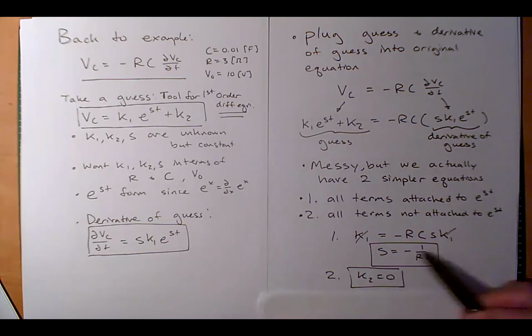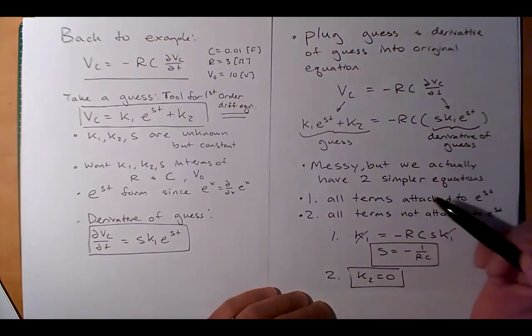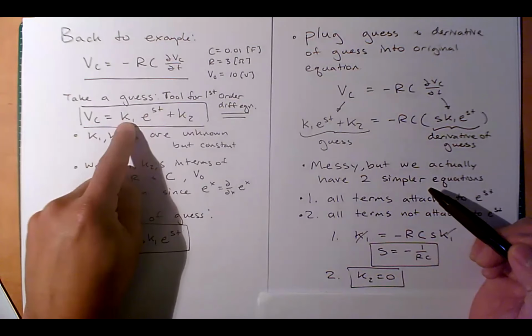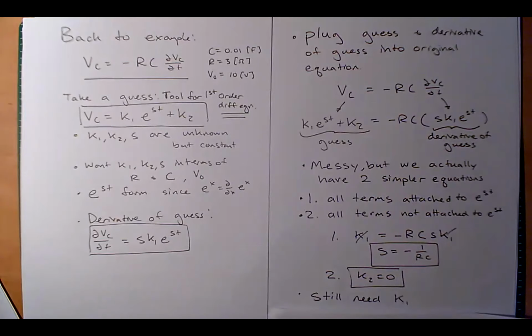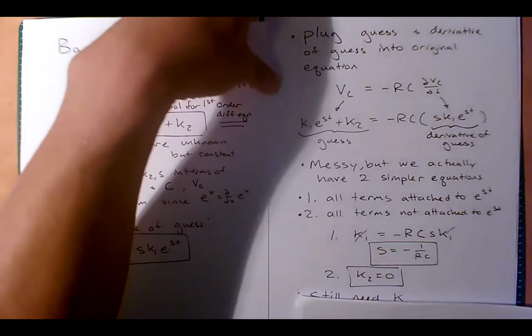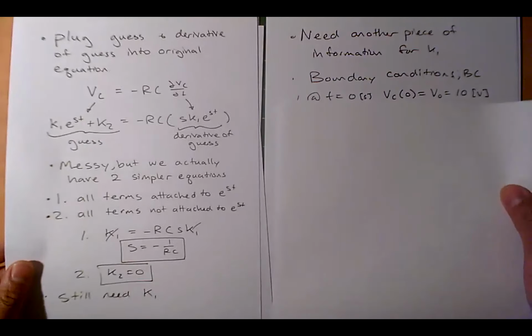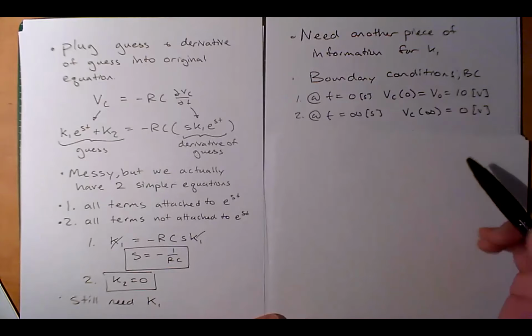All right, so I've solved for 2 of the 3 unknowns in this general form. Okay, so I know this is minus 1 over RC. I know this is 0. And so the question is, what is this? All right, okay, so we still need K1. Well, now we can use this concept of boundary conditions. And the boundary conditions are, what's the voltage at time 0? What's the voltage at time infinity?